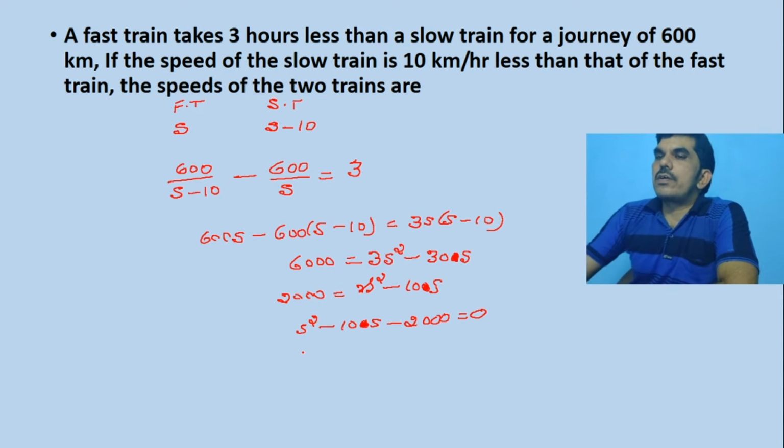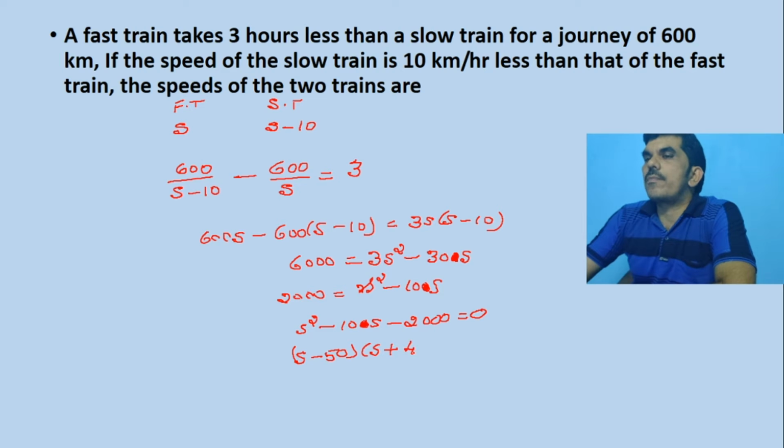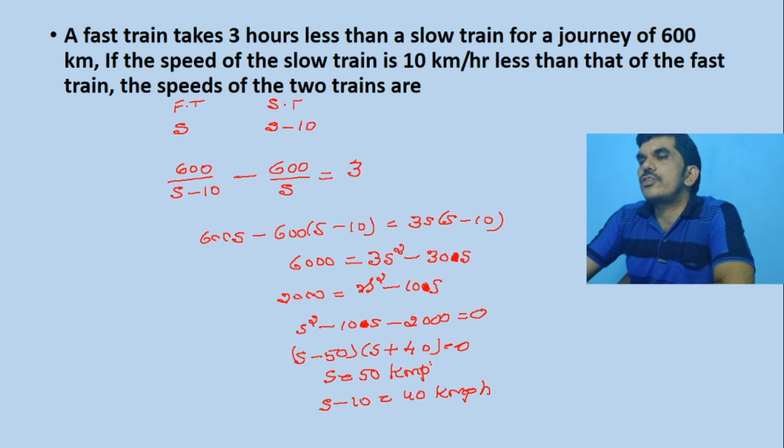So what are the factors? S minus 50, S plus 40. So S equal to 50. So speed of the fast train is 50. So speed of the slow train is S minus 10. That is 40 kmph. This is 50 kmph. Okay, we'll move to the next question.